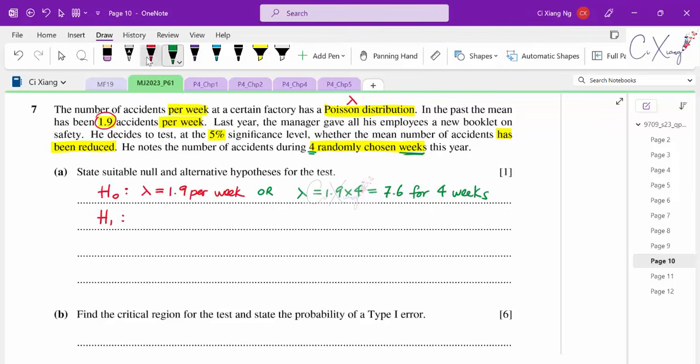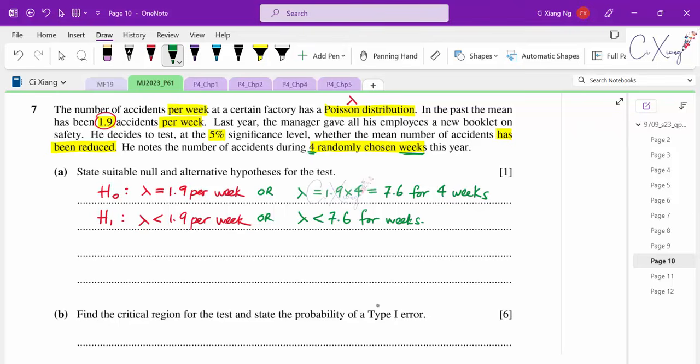Then to form the alternative hypothesis, again, the keyword will be reduce. Reduce means it should be smaller than. So this is again another one-tail test, but this one-tail test is on the left. Or you can write lambda smaller than 7.6 for 4 weeks. How do I know it's smaller than? Because of the keyword reduce.